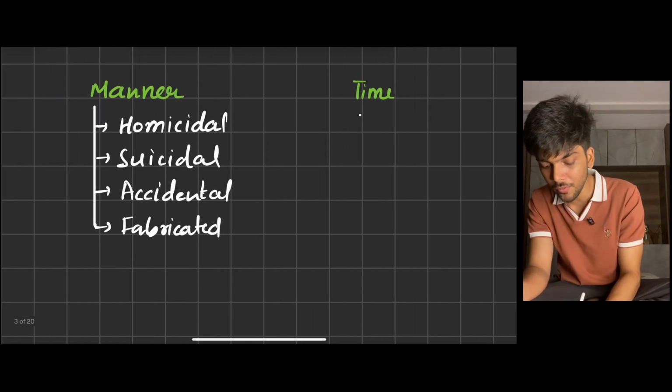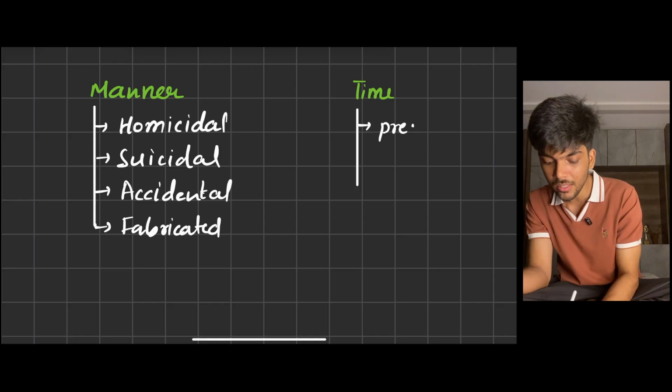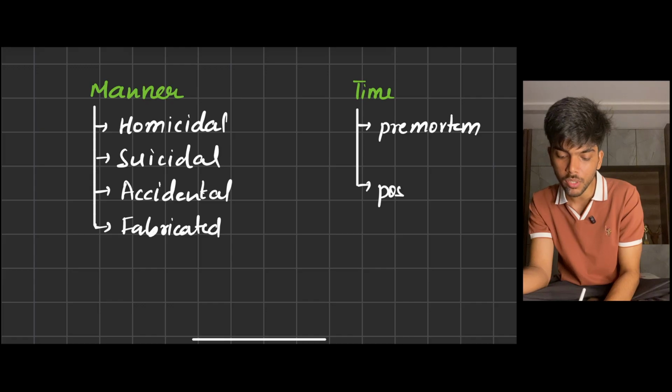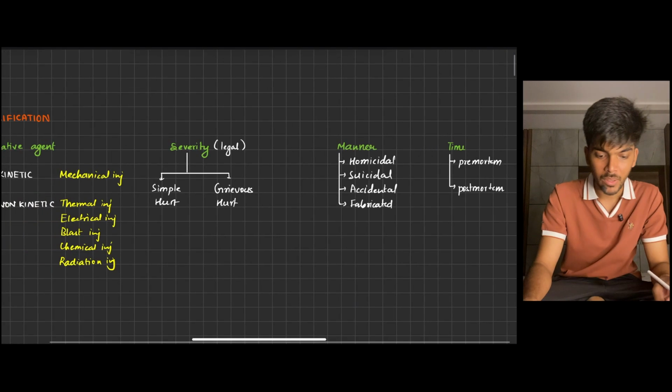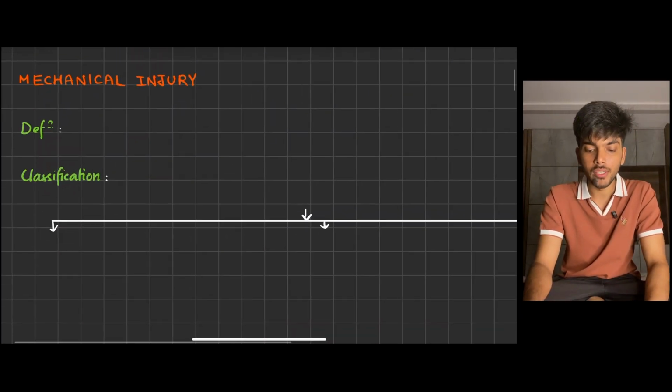Next is on the basis of time. If the injuries were inflicted before death, that's pre-mortem injury, and if they were inflicted after death, that's post-mortem injury. All right. With that, classification of injury is also done.